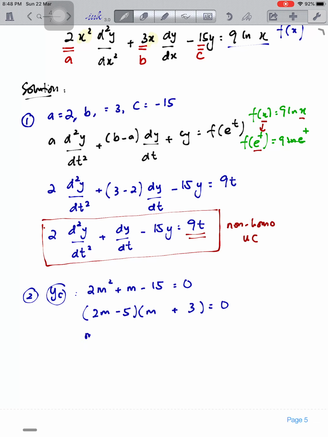So my first root is going to be a value of 5 over 2, and the second root is going to be a value of negative 3. Now beware that our variable is y and t, so that is the equation that we're solving right now. So yc of t is going to equal a exponential of 5 over 2t plus b exponential of negative 3t. Right, so that is going to be our yc.